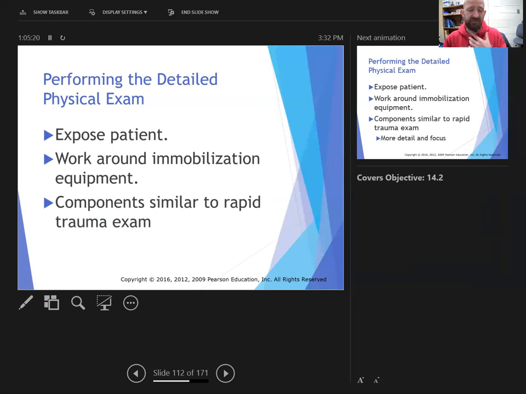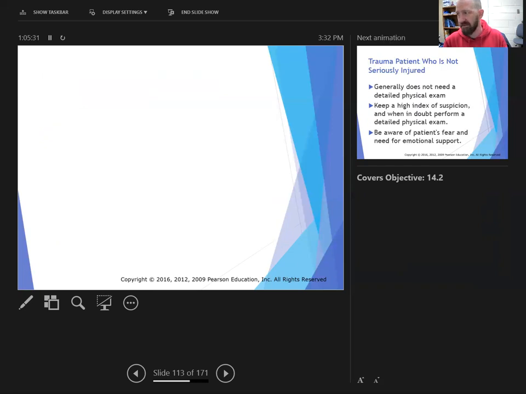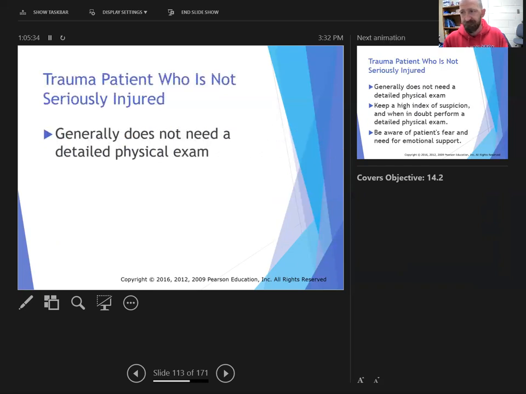The components are similar to the rapid trauma exam. You're basically looking for the same things. We're going at a very much slower pace. And there's a couple of finer points that we're going to look for here. It's a little bit more detailed, a little bit more focused.